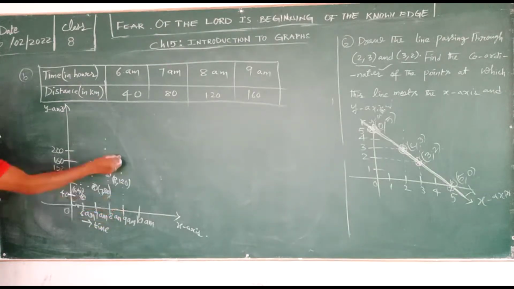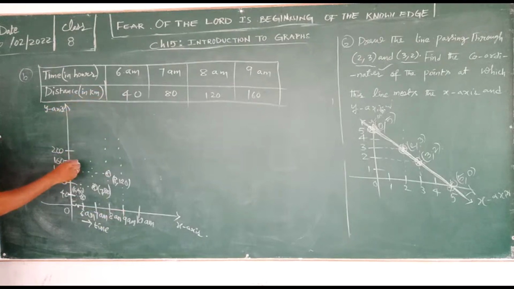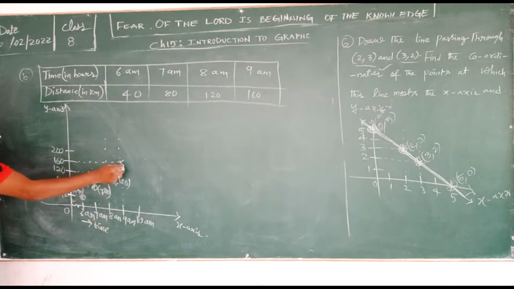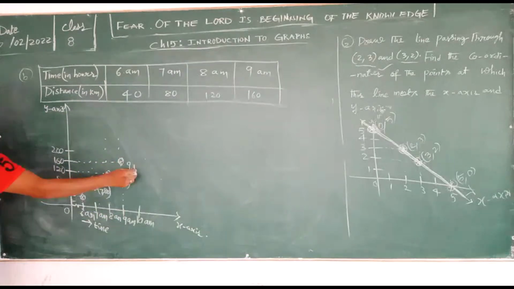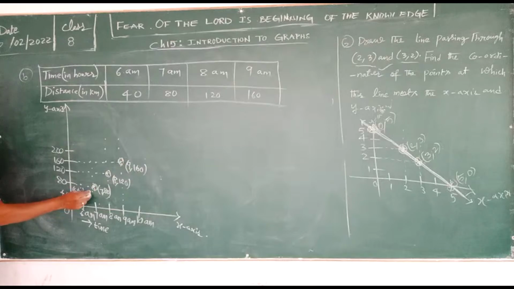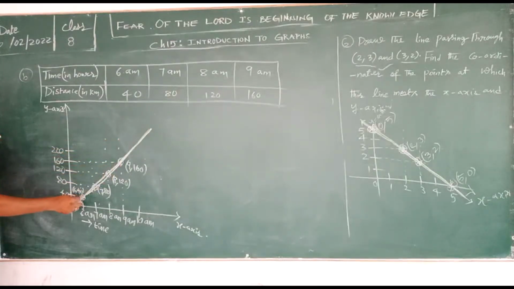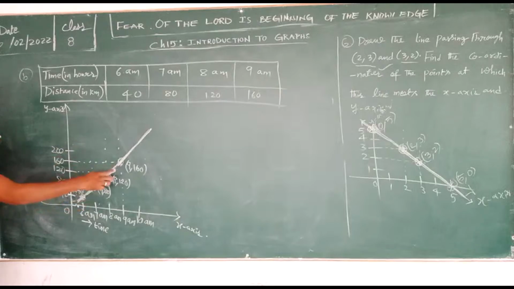So the joining point is this 8 comma 120. Similarly your 9, check. So 9 is how much? 9 a.m., 160 kilometers. So 9 a.m., 160 kilometers. Join all these points now. Let's join all these points. What are you going to get? You are going to get a linear graph.